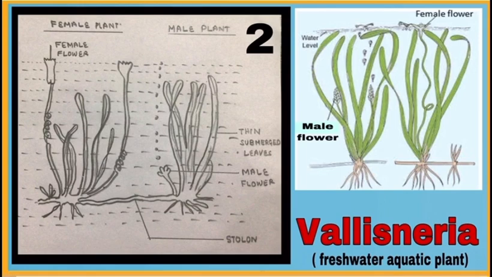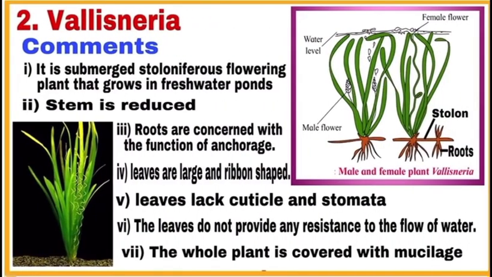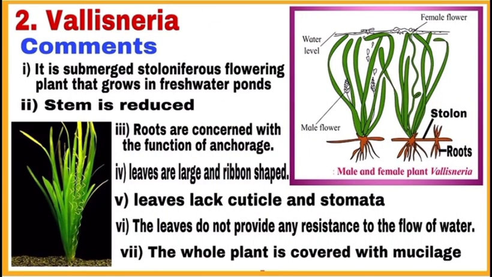Next aquatic plant is Vallisneria. It is a genus of freshwater aquatic plant. Important features of Vallisneria are: it is a submerged stoloniferous flowering plant. What are stolons? They are stems. They are very similar to normal stem, except they produce adventitious roots at their nodes and run horizontally. For this, you can see the diagram.